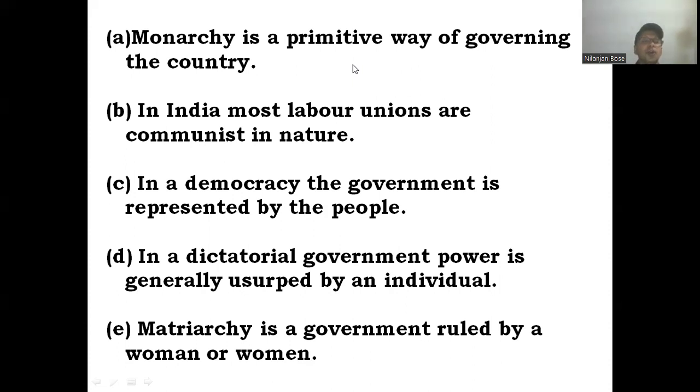Now you have a collection of A, C, D, E. All the four sentences are indicating different forms of government. Whereas in B, India, most labor unions are communist in nature. I have already talked about this particular sentence: it is talking about the union. It is not to be considered a form of government. In that way, B will be the odd one and it should be out.